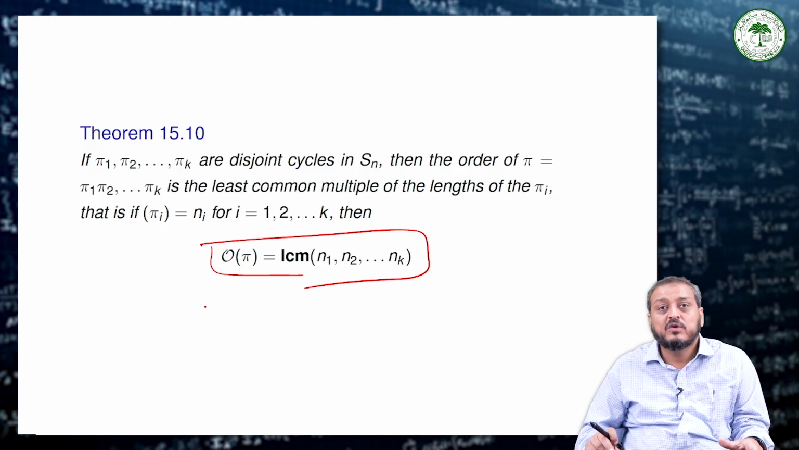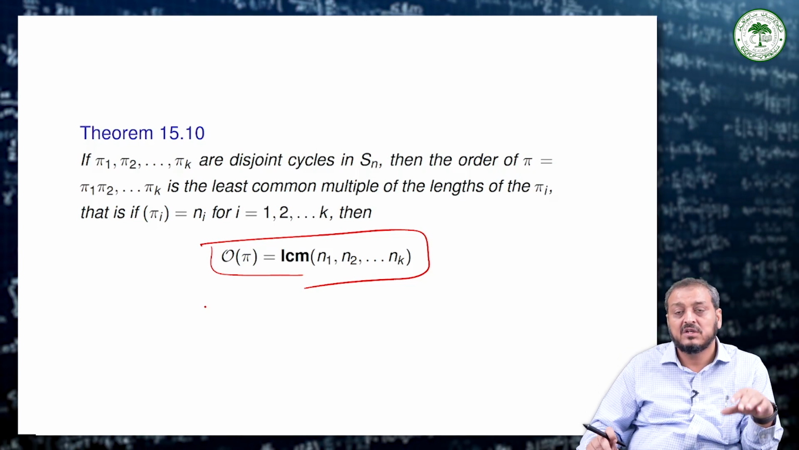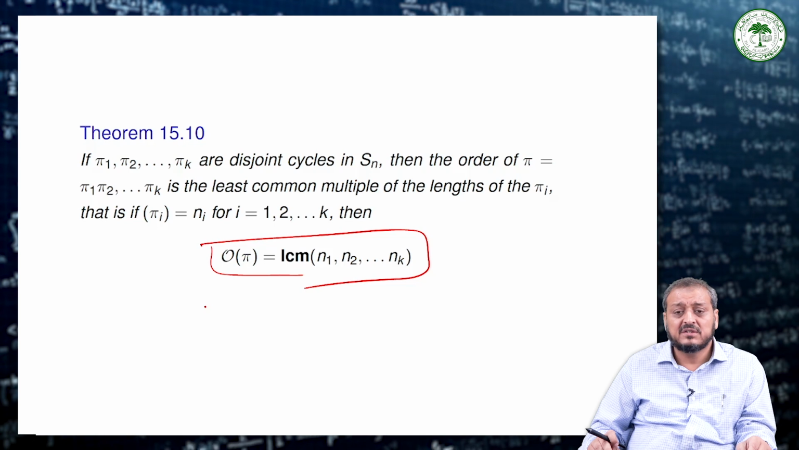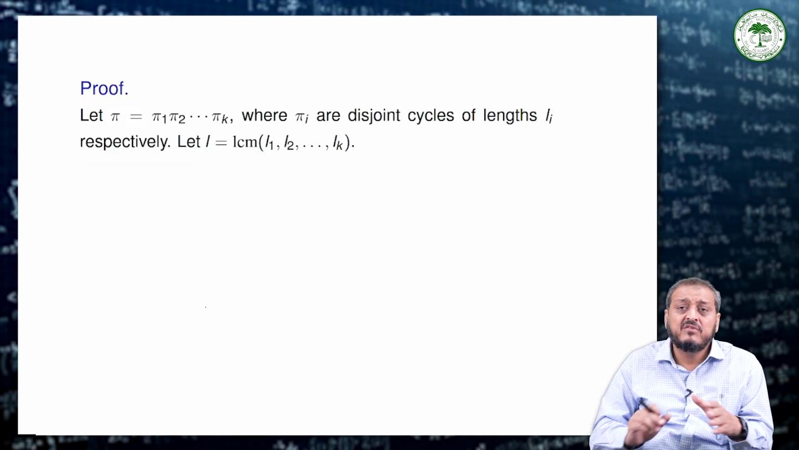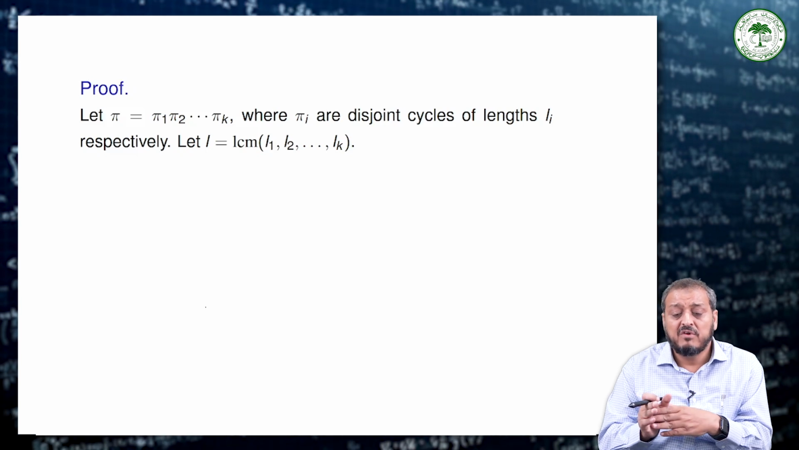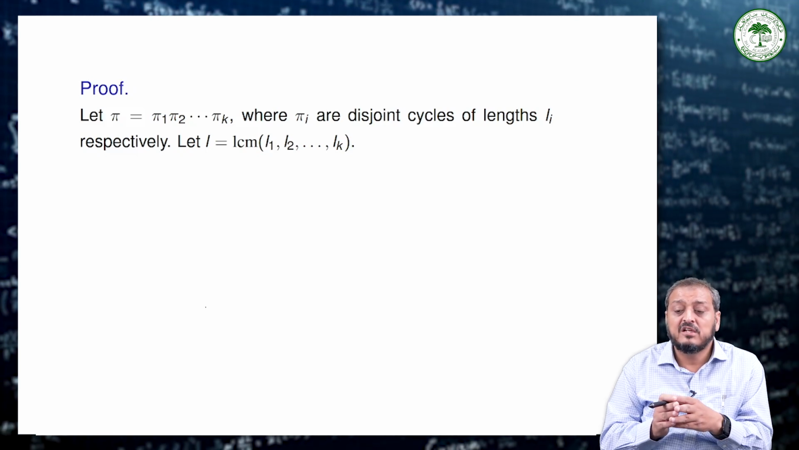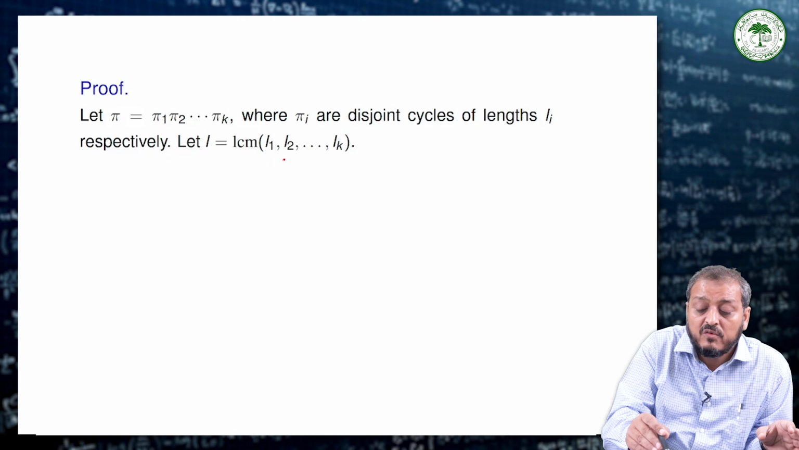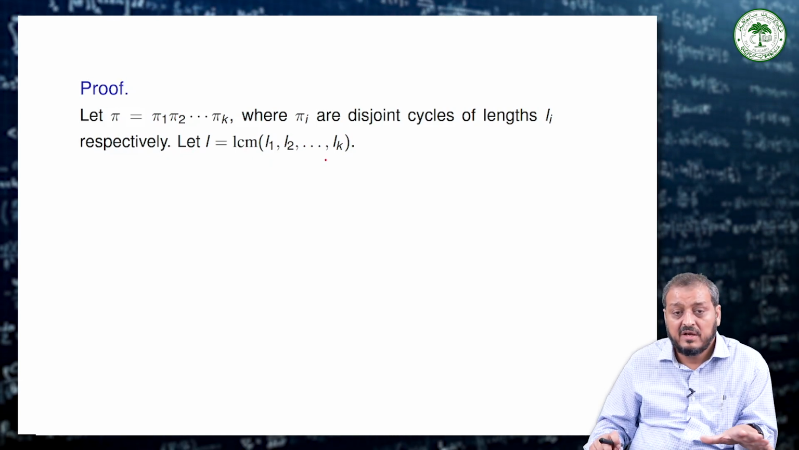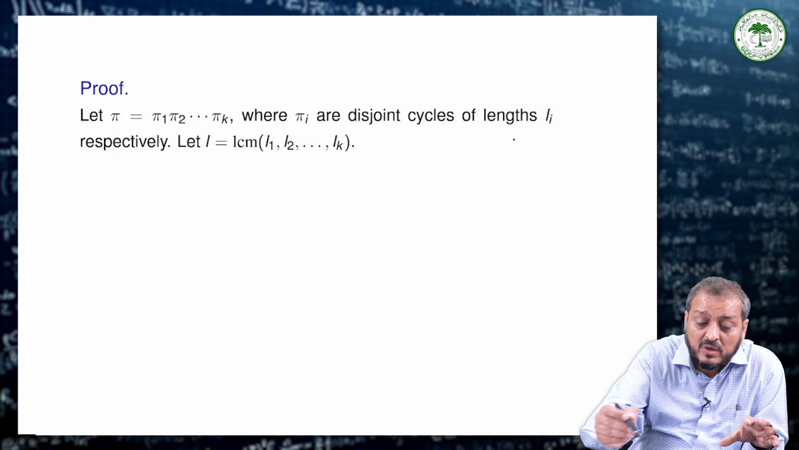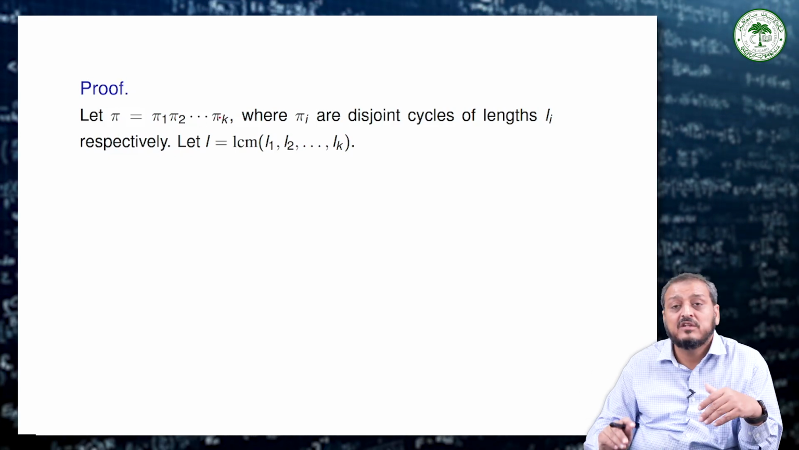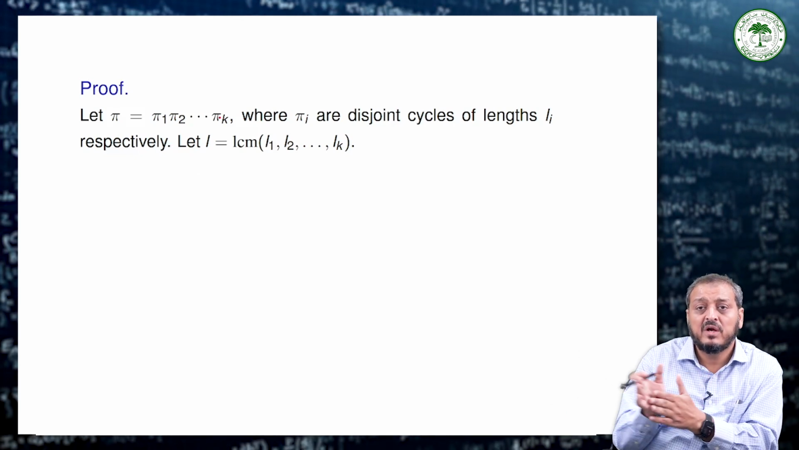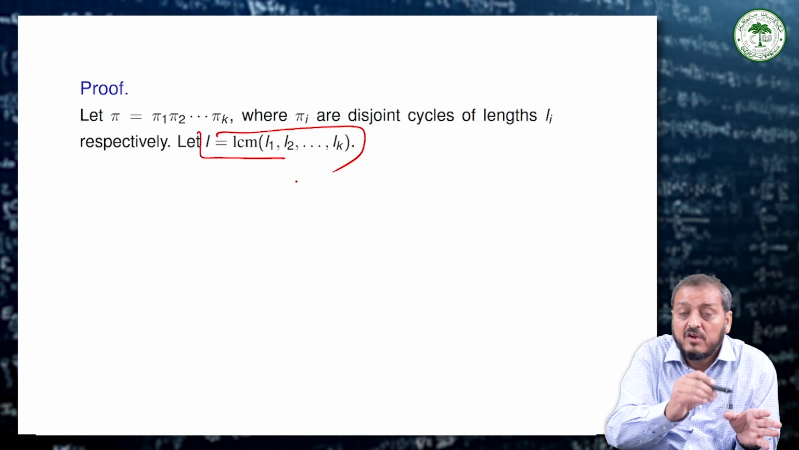Now we are going to prove this theorem first, and then discuss one or two problems. Let π = π1 π2 ... πk, where the πi are disjoint cycles of length Li respectively. Let L be the LCM of L1, L2, ..., Lk. So the length of π1 is L1, the length of π2 is L2, and the length of πk is Lk. We take the LCM of these, L1, L2, ..., Lk, and denote it as L.